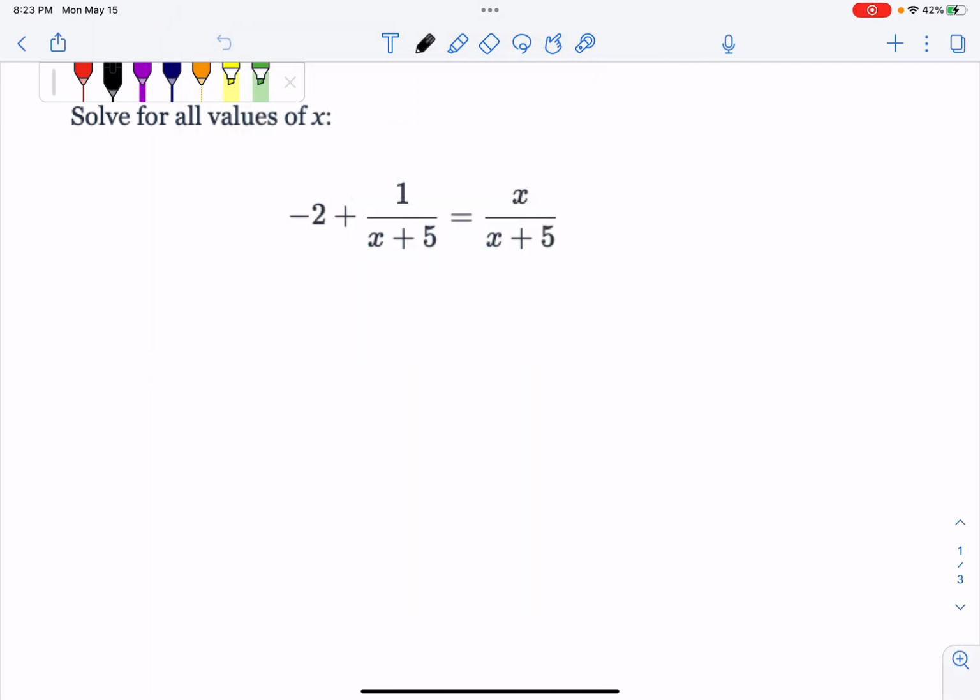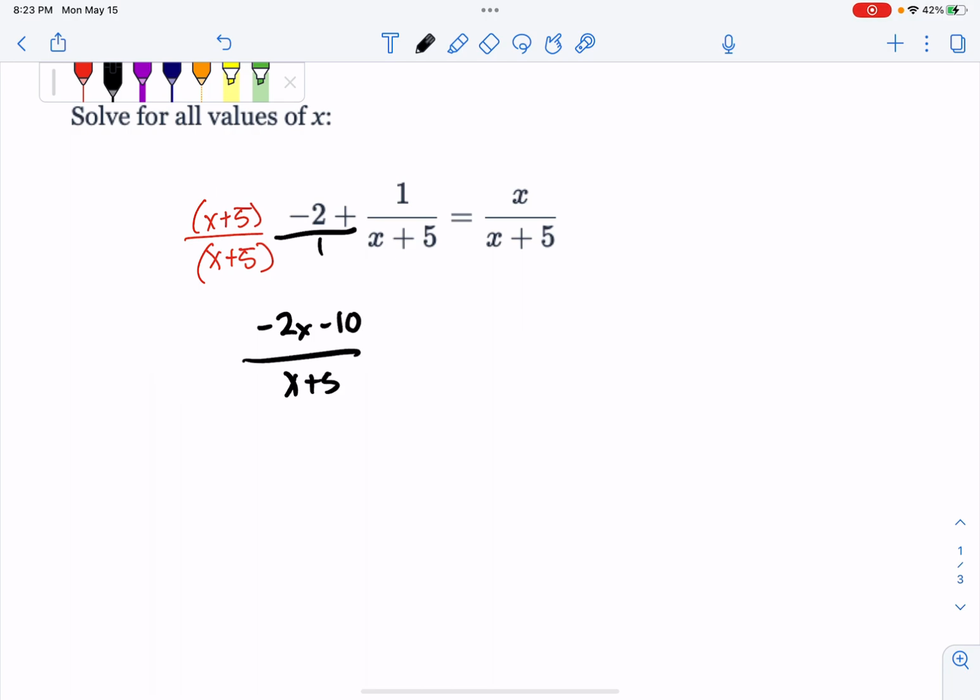So what we need over here is a denominator of x plus 5 instead of 1. To do that, I'm going to multiply the top by x plus 5 and the bottom by x plus 5, because x plus 5 divided by x plus 5 is just 1. Anything multiplied by 1 is just itself, so that works with all the rules of math. So when I distribute, I get negative 2x minus 10 on the top and x plus 5 on the bottom.